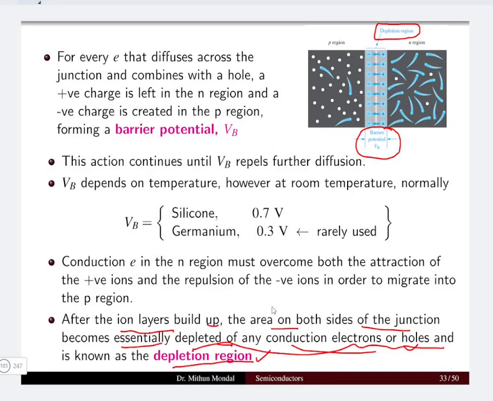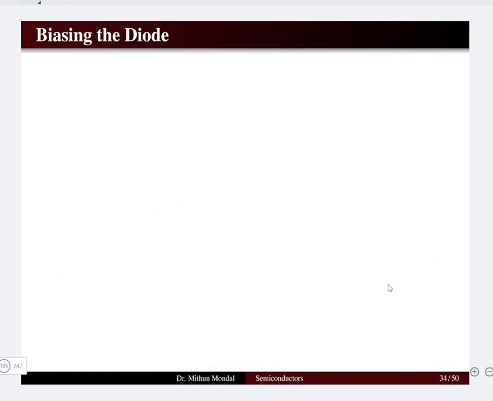Only separation of the charges are there. Now, once we have understood the PN junction diode, we will be studying one important phenomenon, which is the biasing of the diode. So what is the meaning of biasing that we are going to see?